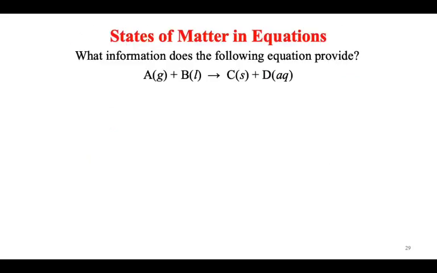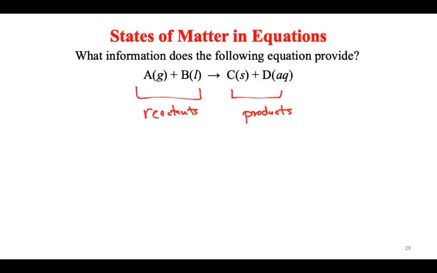Which gets to our equations, right? Everybody knows what's in an equation, right? Some people are already giving me the middle finger. Okay, cool. At least we're all on the same page. What do we have in a chemical equation? We have reactants. The reactants are found on the left-hand side of the arrow. What else do we have? Products on the right-hand side of the arrow.